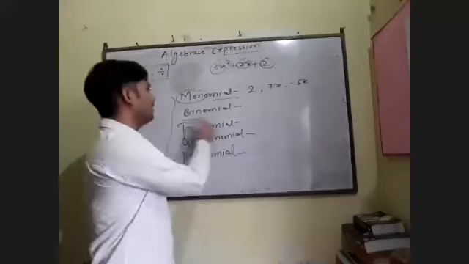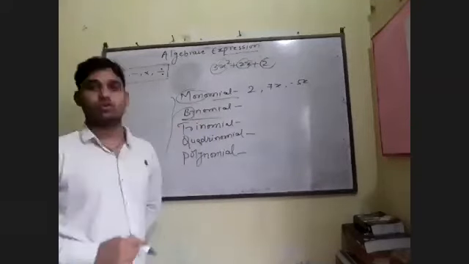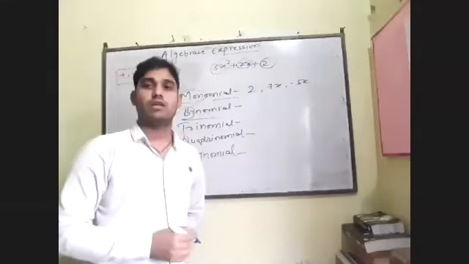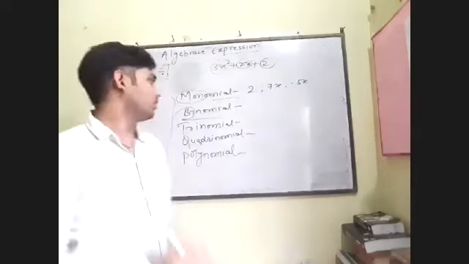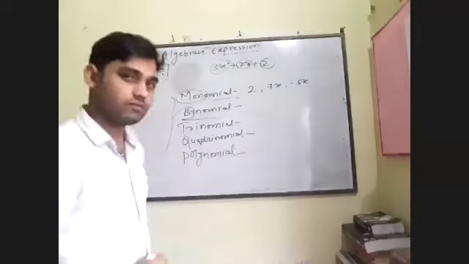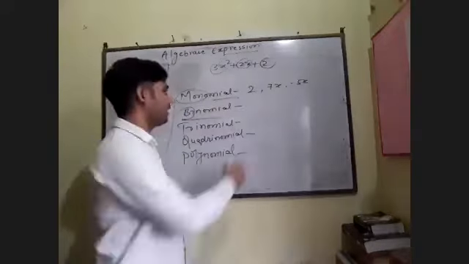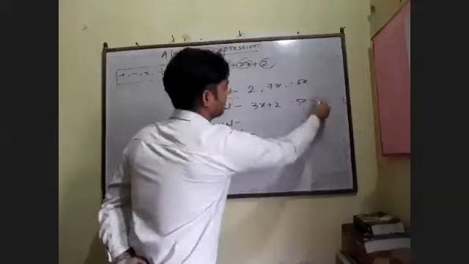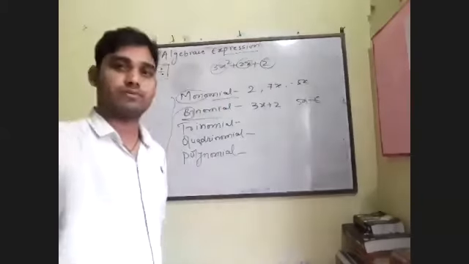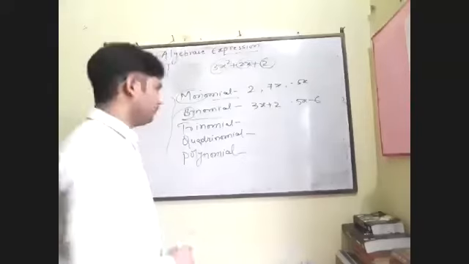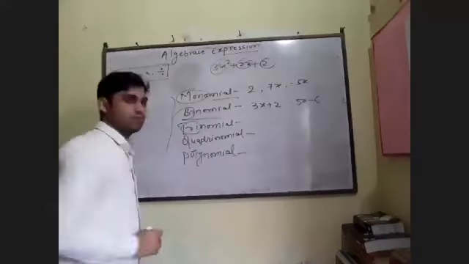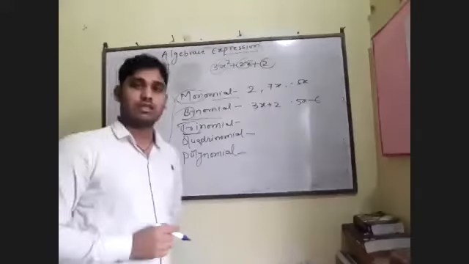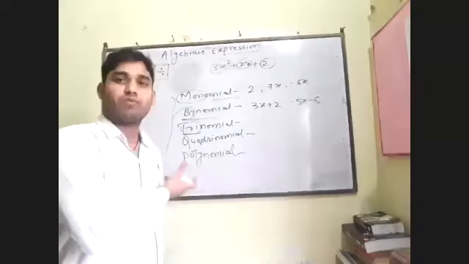Now binomial, we know that bi means 2. So an algebraic expression containing 2 terms is called a binomial. What example can we take? 3x plus 2, 5x minus 6. Understood? Now trinomial. Tri means 3. By its name we can define it.